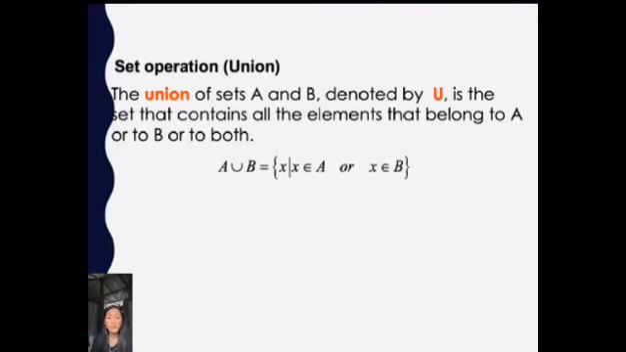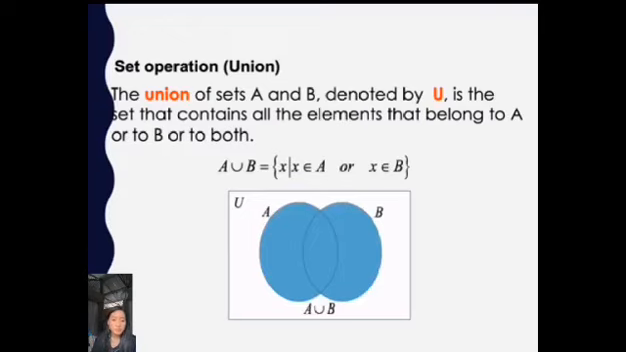The first operation for sets is the union. Consider sets A and B, where the union of sets A and B, denoted by the symbol ∪, is the set that contains all the elements that belong to A or to B or to both. You can write the union of sets using this notation or by a Venn diagram. The union of sets A and B looks like this.